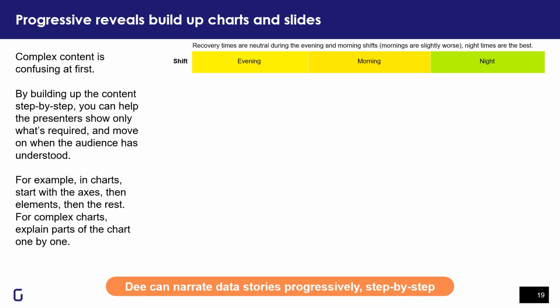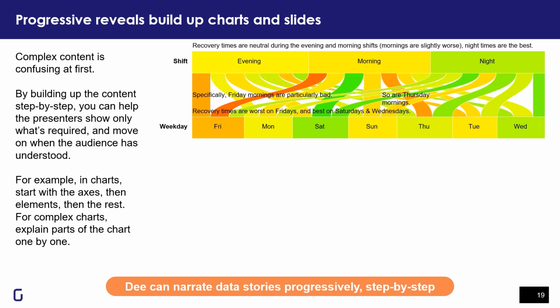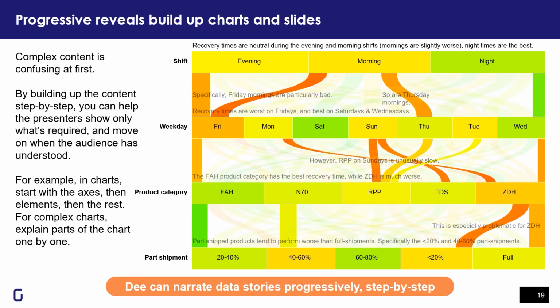For example, we can say that we are talking about how long it takes for cargo to move during the evening, morning, and night shift, and how long it takes on Fridays, Saturdays, Sundays, Mondays, etc. But when we combine the two, we find that the time that it takes on Friday mornings is pretty bad and Thursday mornings is pretty bad. And step by step, build up the story to highlight the most important parts, saying here's where things are moving really slowly. That is a way that helps people understand and explain the story in a narrative. And this too is made possible through the interactions, specifically animations.